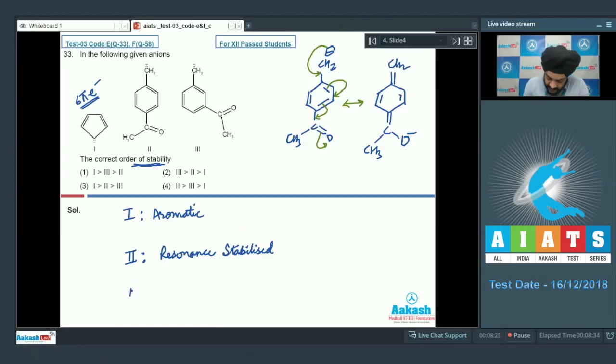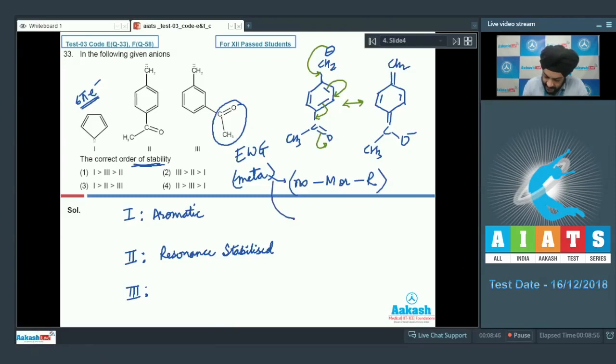And if we look at the third structure now, in the third structure, the electron withdrawing group is present at the meta position. And we know that the mesomeric effect or the resonance effect is not felt at the meta position. So no -M or -R. So it will just exert its -I and it will lead to the least stabilization among all 3 of these molecules.